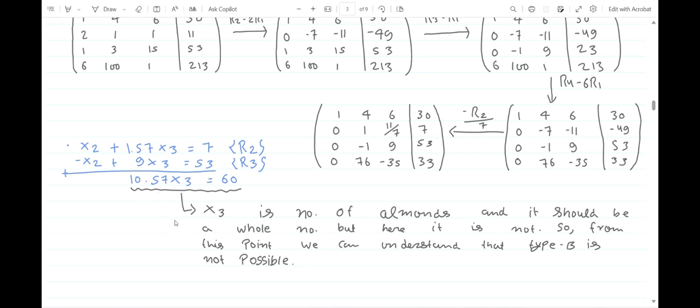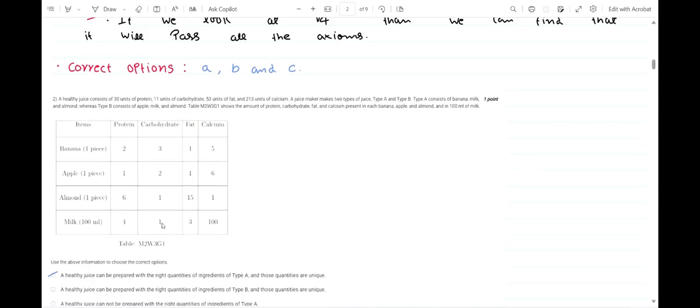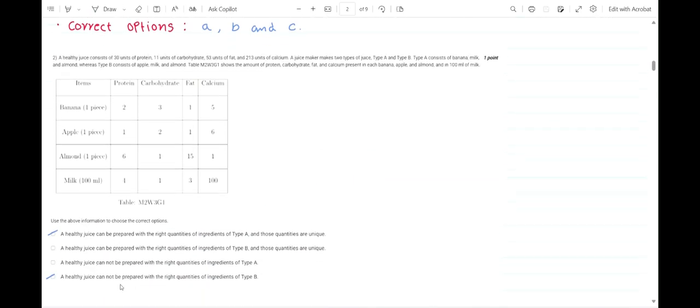This means that x3 is going to be a decimal number, but x3 is the number of almonds, and it should be a whole number, but here it is not. So from this point we can understand that type B is not possible, hence the correct options for this question are the first option and the last option. The first option is that healthy juice can be prepared with the right quantity of ingredients of type A, and those quantities are unique, and the healthy juice cannot be prepared with the right quantity of ingredients of type B.